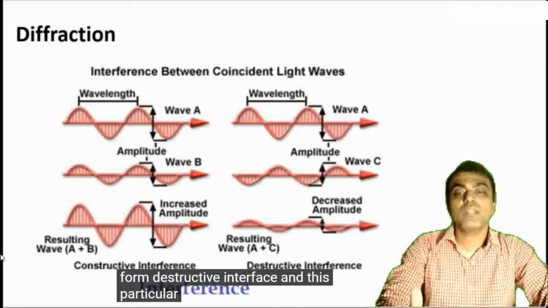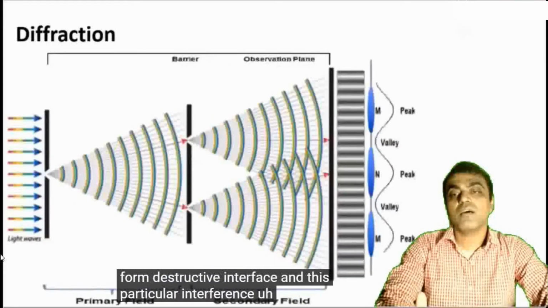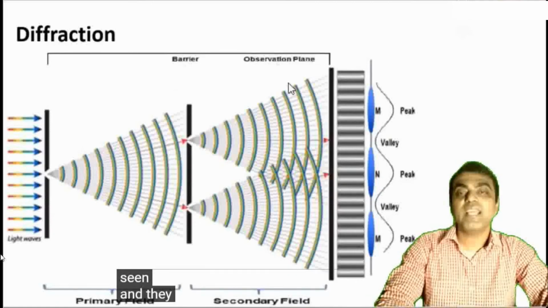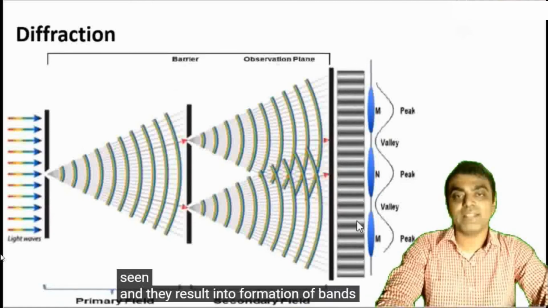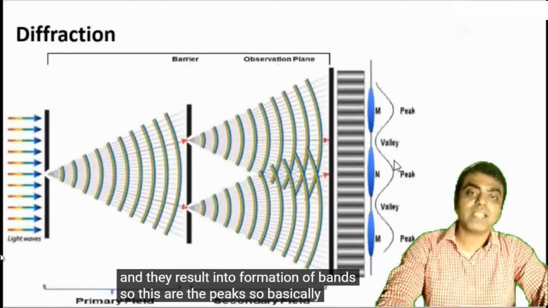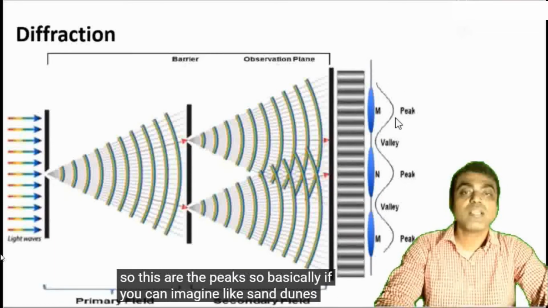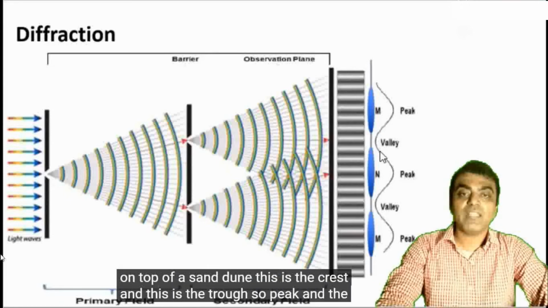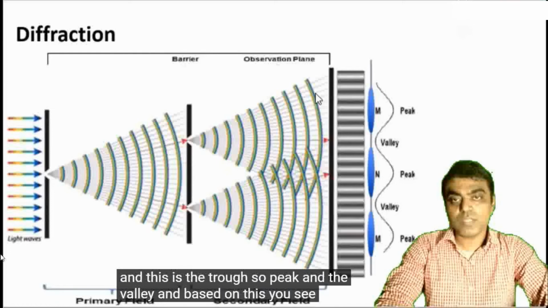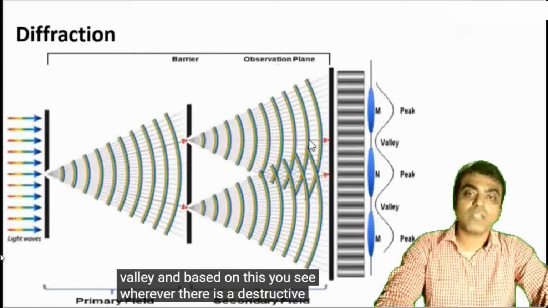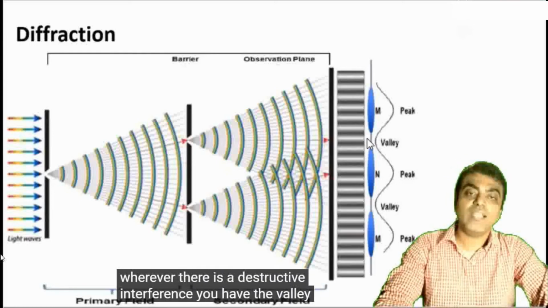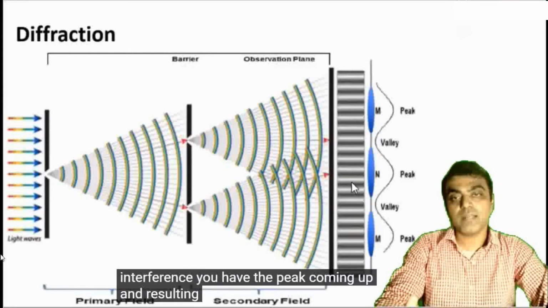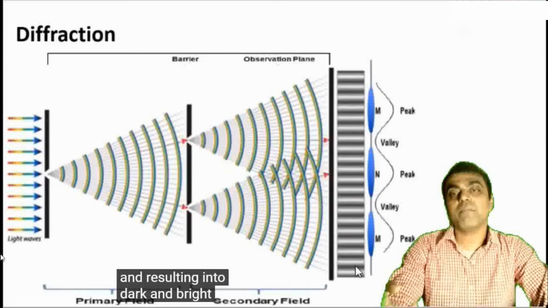And this particular interference of the wave fronts is being seen, and they result in the formation of bands. So these are the peaks. Basically, if you can imagine sand dunes, standing on top of a sand dune, this is the crest and this is the trough. So peak and the valley. Based on this, wherever there is a destructive interference, you have the valley. Wherever there is a constructive interference, you have the peak coming up, resulting in dark and bright fringes.